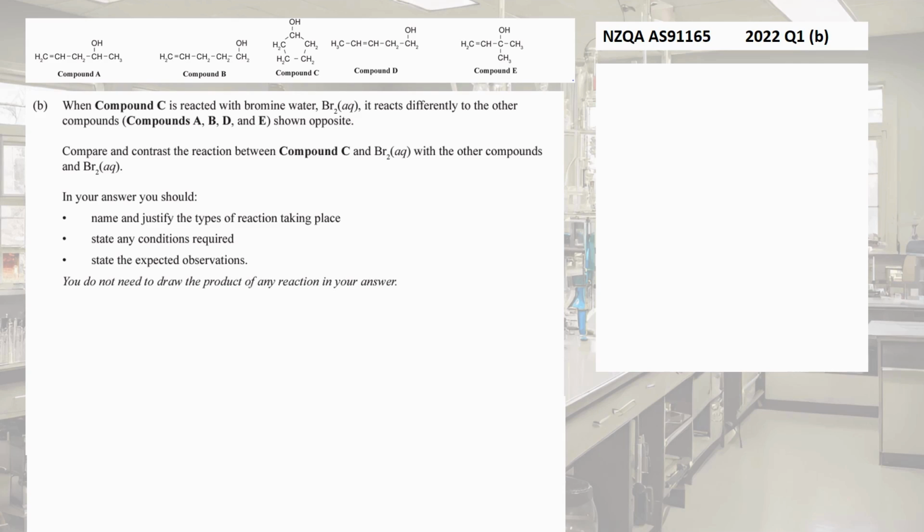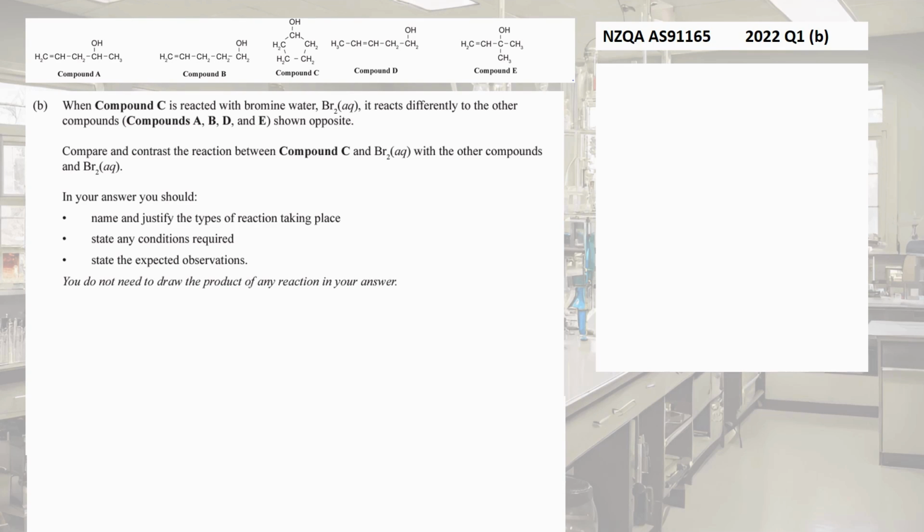Compound C is reacted with bromine water. It reacts differently to the other compounds. So here's compound C. Notice here that it has all the carbons in a circle, but no double bond. Compounds A, B, D, and E all have a double bond. So we know that bromine water is always going to be reacting with something with a double bond and something without the double bond.